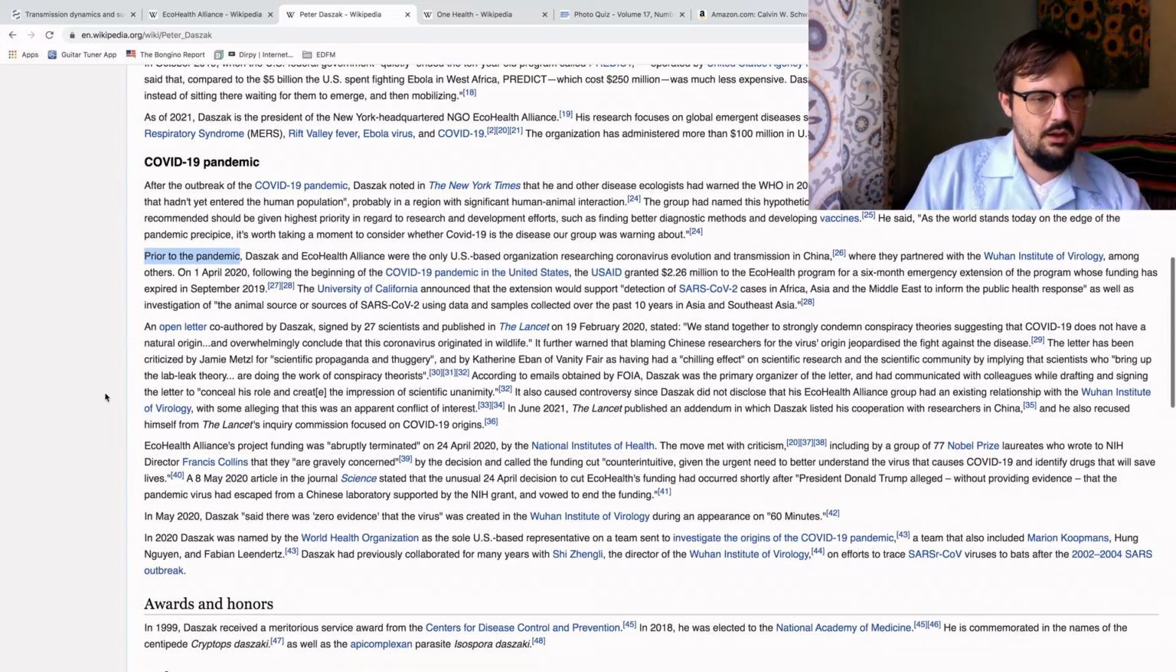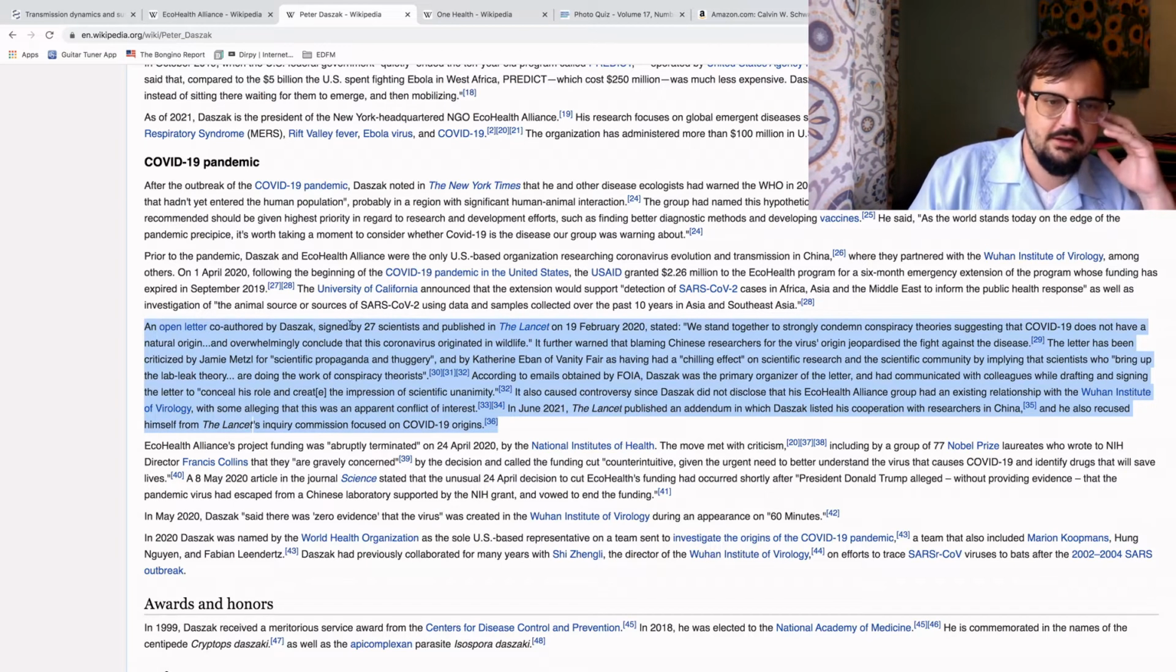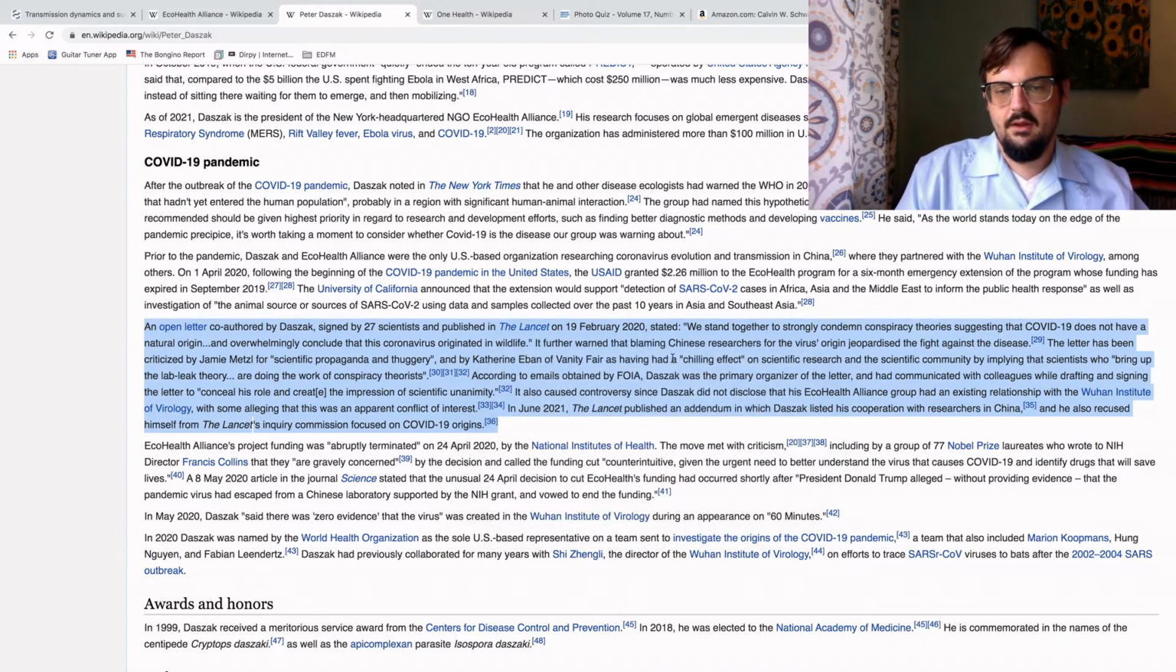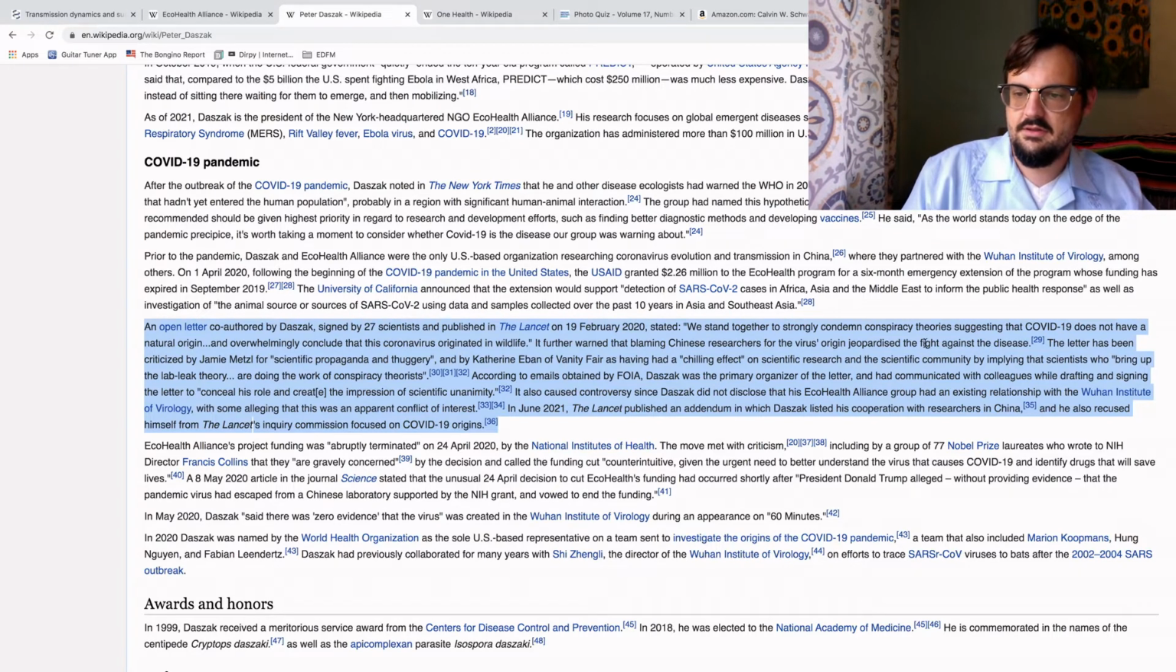Now, this is where I had heard of him from, okay, Daszak. In an open letter co-authored by Daszak, signed by 27 scientists and published in The Lancet, it stated, "We stand together to strongly condemn conspiracy theories suggesting that COVID-19 does not have a natural origin and overwhelmingly conclude that this coronavirus originated in wildlife."